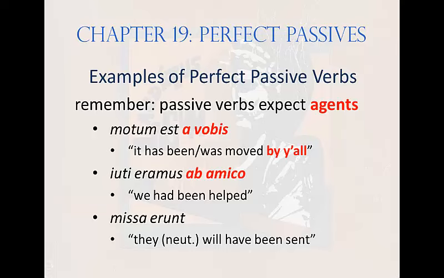Here's another example of a passive agent. Utus eramus ab amico. We had been helped by a friend. And finally, missa erunt a Cicerone. They, neuter, will have been sent by Cicero.